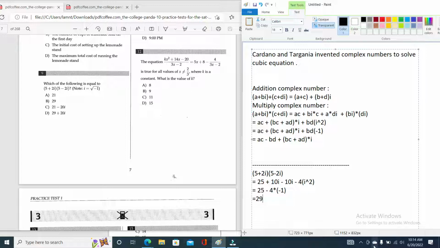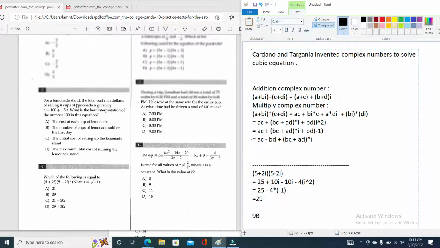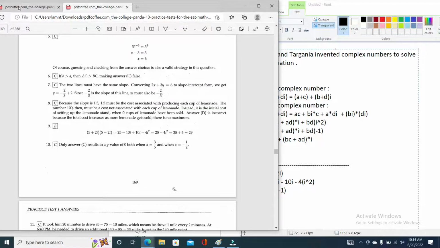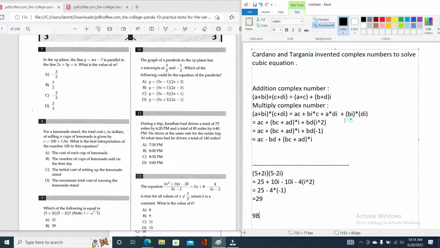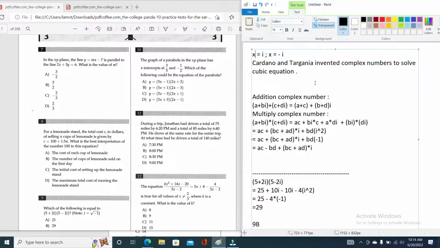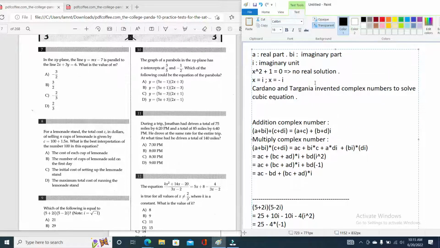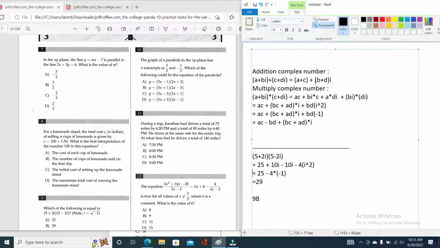Okay, so now it's actually B. So yes, two complex numbers multiplied together can return a real number. It can be, it's not always, but it can be, so nice, B. So what you should remember is how to do this addition and multiplication of complex numbers, and the fact that i squared is equal to -1.